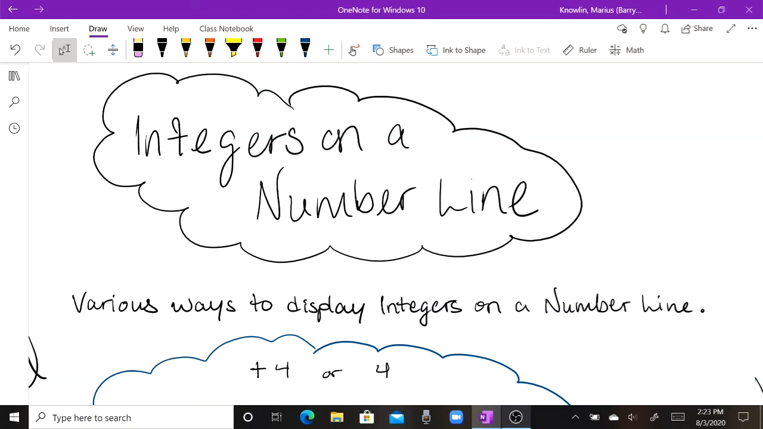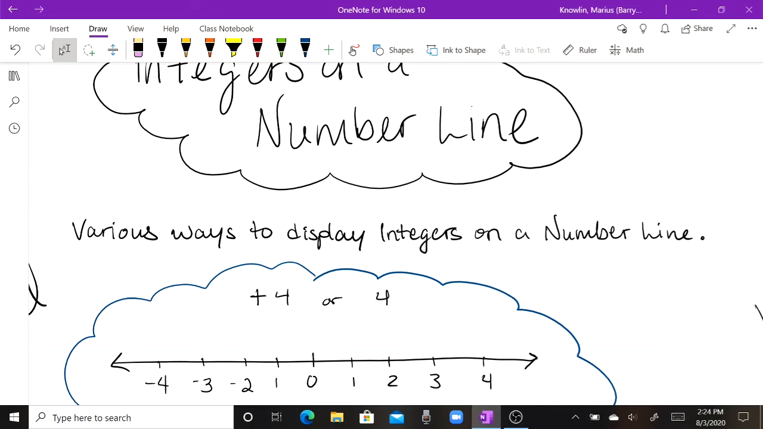Since we've already started talking about integers on the number line, we want to continue with that as part of the discussion. There are various ways to display integers on a number line. One way to display +4 or 4 is by placing a dot right there. So here's +4. I put a dot there. That's one way they could use a number line to display numbers.